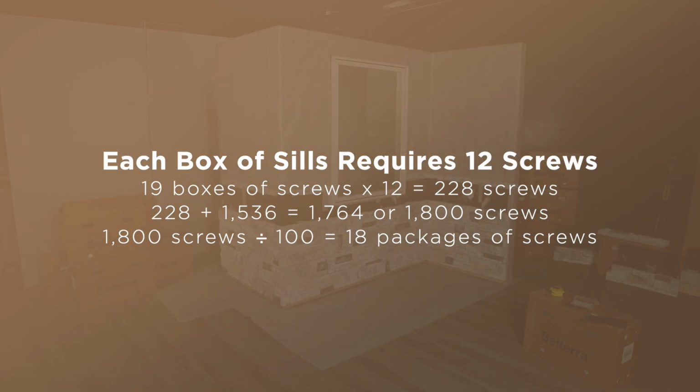Screws are sold in packs of 100, so divide the total screw count by 100. 1,800 divided by 100 equals 18 packages of screws. It is recommended to add approximately 5% additional material to the project to account for scrap and waste.